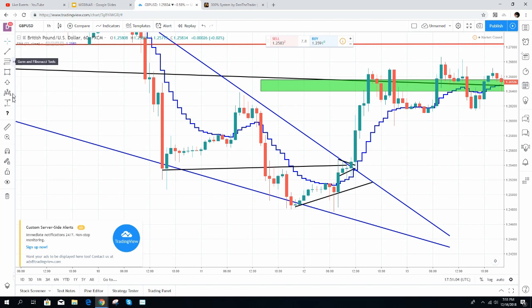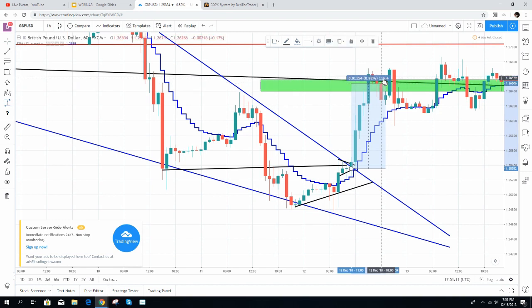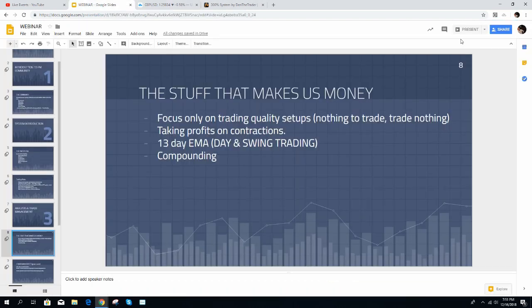Now, how much money was made? Let's count that up in pips. So if you were to enter on the contraction to the 61% level, 115 pips in 4 hours. Now that is beautiful. So we've been going at it for 50 minutes. We're going to go back to this here, and we're going to continue with the presentation.